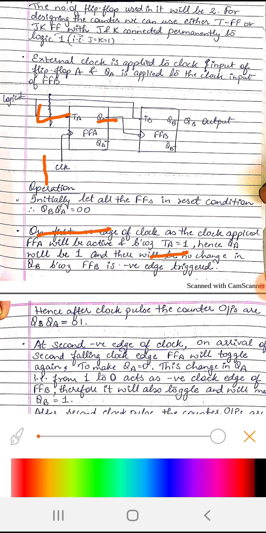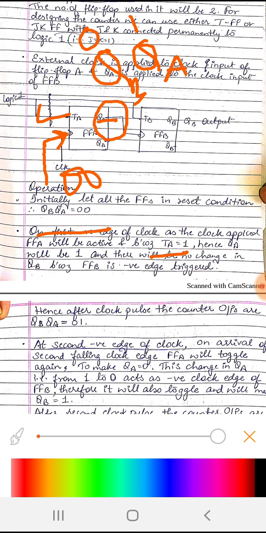Since we have applied the clock to the first flip-flop only, it will reflect at QA. So QA becomes 1 but QB continues to be 0. As we have the count QA QB, QA becomes 1 and QB remains 0, that is it has changed from 0 0 to 0 1, that is from 0 to 1 if we talk about decimal equivalent.